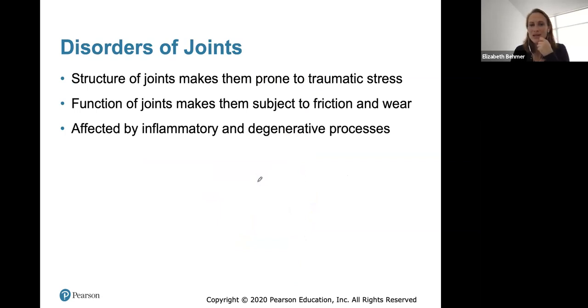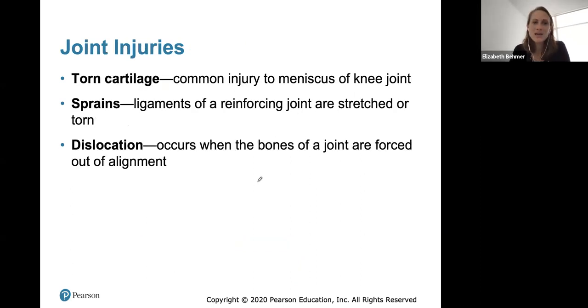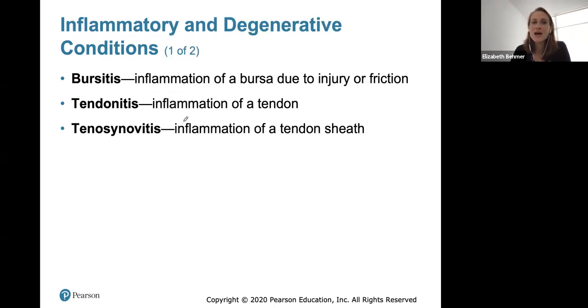Disorders of joints. The structures of joints make them very prone to traumatic stress. The function of joints makes them subject to friction and wear. They're affected by inflammatory and degenerative processes. Torn cartilage is a common injury to the meniscus of the knee joint. A sprain is whenever ligaments are stretched or torn, and a dislocation is when the bones of a joint are forced out of alignment. Whenever we see the word ending in itis, that means inflammation.